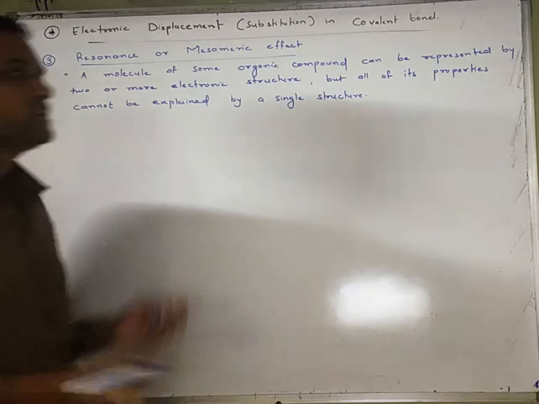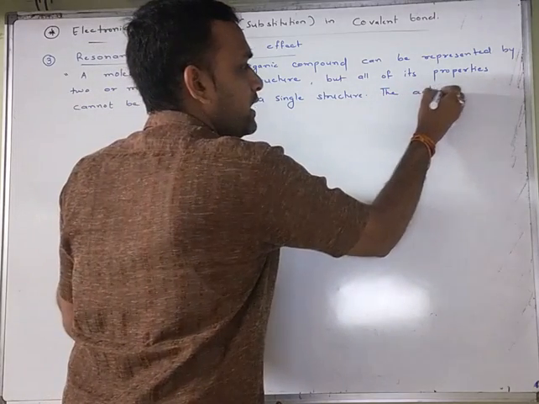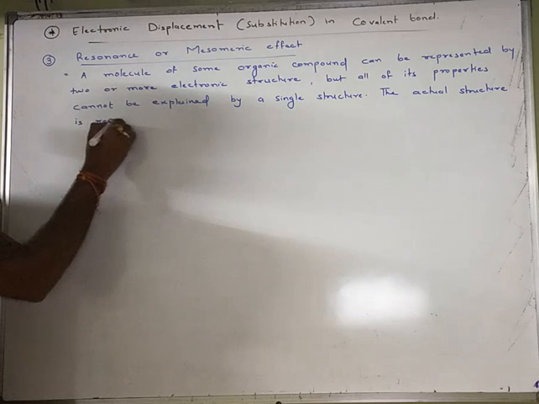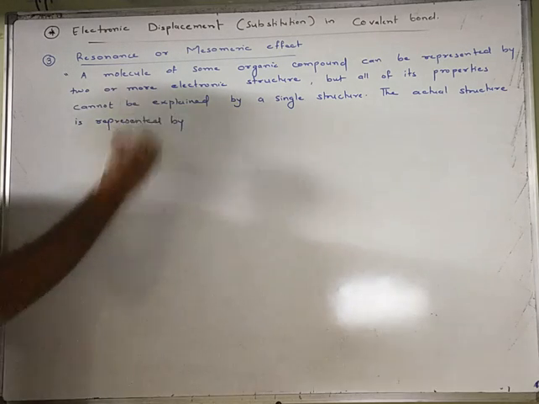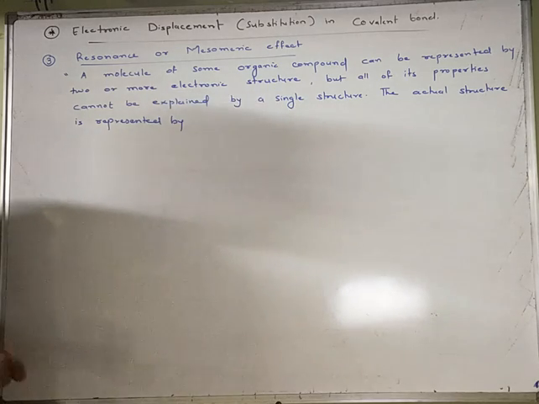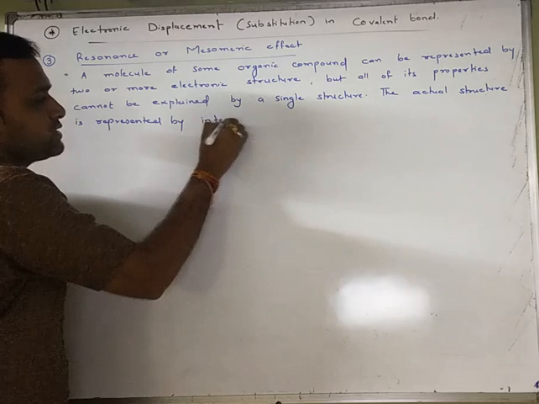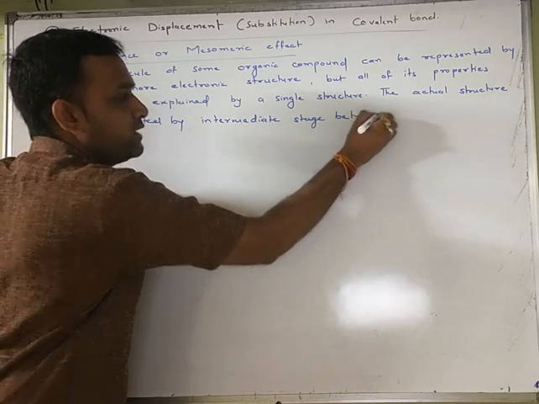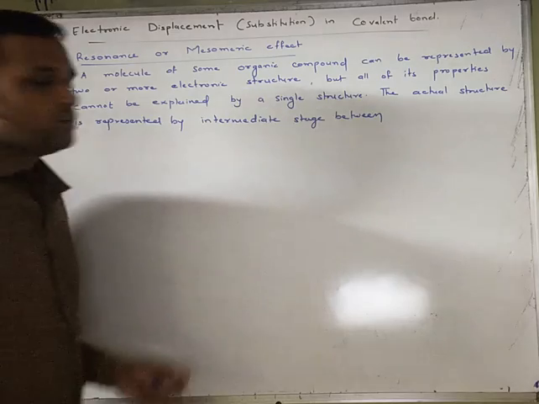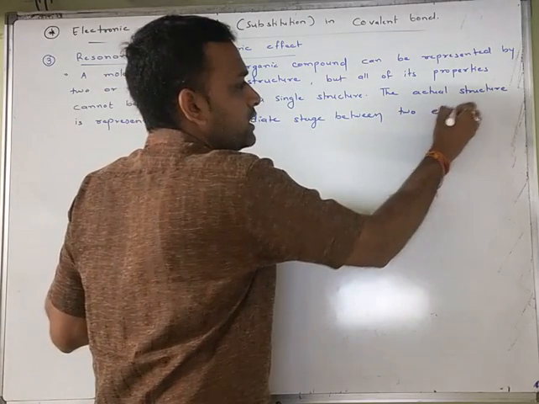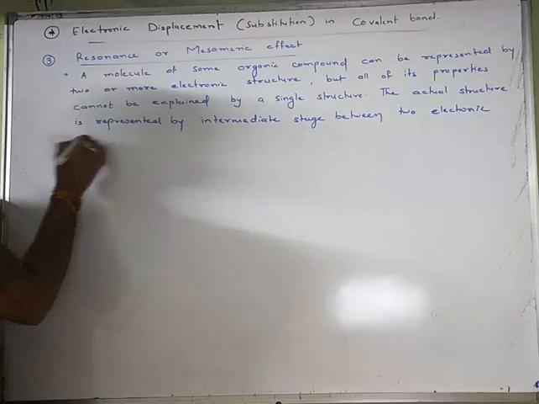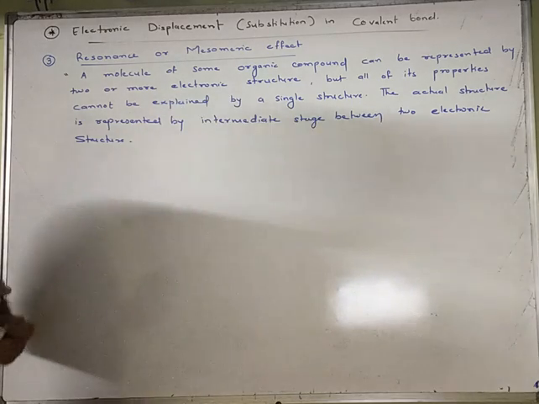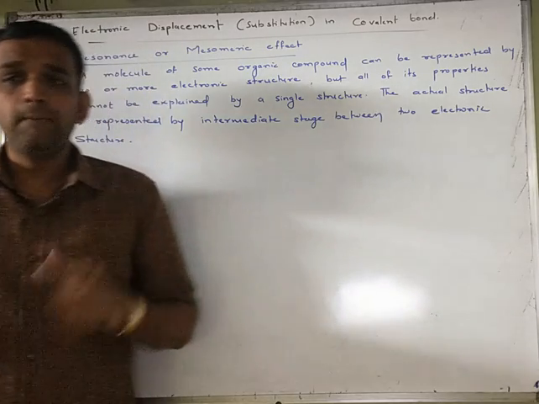So the actual structure is represented by an intermediate stage between two electronic structures. That is called what? Resonance structure, right? This structure is called a resonance structure, or we can also say it is a mesomeric structure.